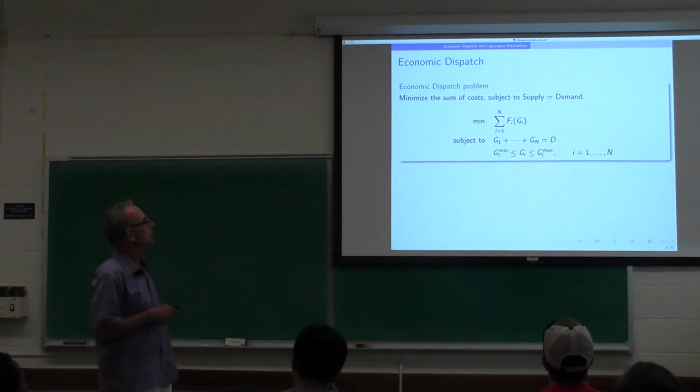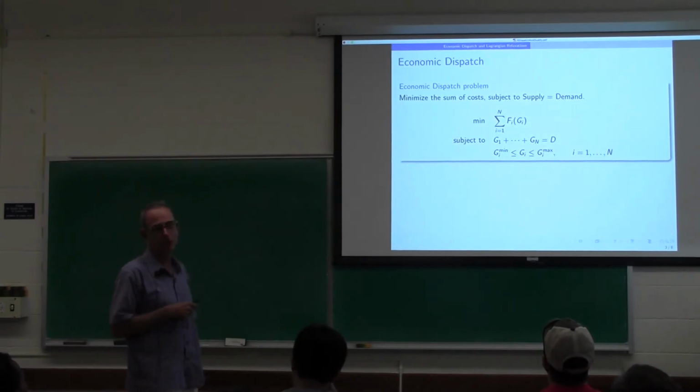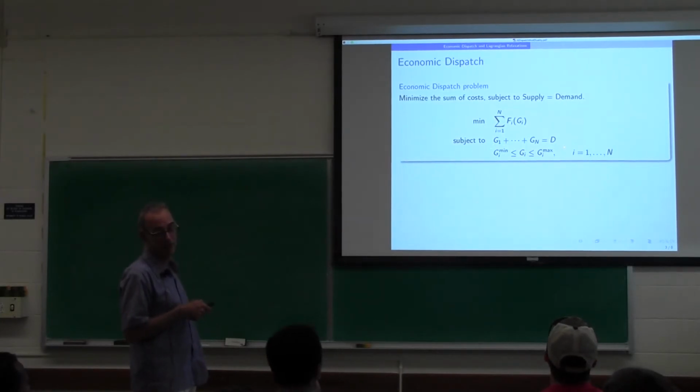All right, but let's solve it right now. Let's just crank this out. So I've got, again, a bunch of generators, and I've got this constraint that supply equals demand. And that's the thing I want to relax. Now there are other constraints that I could relax as well, but what's really valuable is relaxing that one constraint.